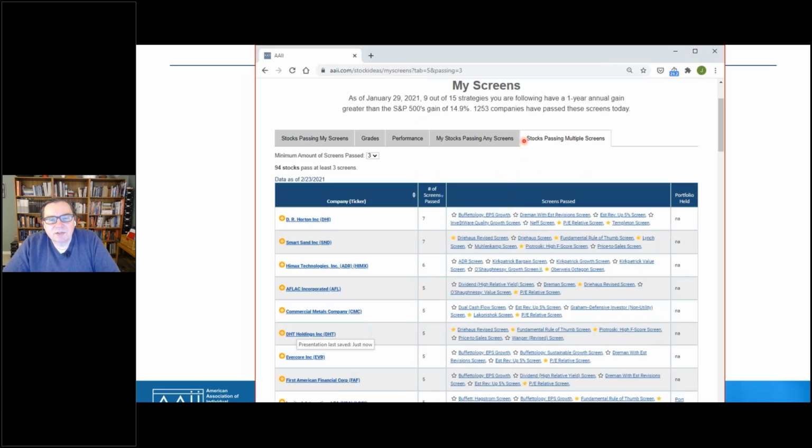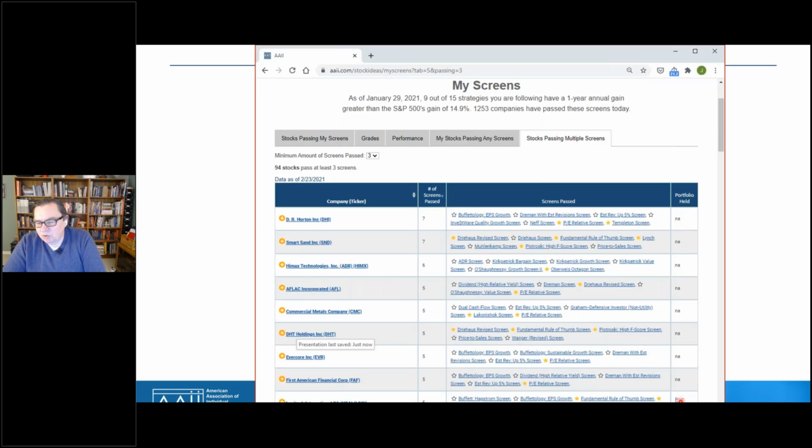And under My Screens, the other approach that's kind of interesting is the ability to see how many stocks pass more than one approach, more than one screen. So in this case, we have D.R. Horton's, which actually passes 7 different screens right now. And these are the 7 that it passes: the Buffettology, EPS, Dreamin' with estimate revisions, estimate up 5%, investor equality screen, the NEF screen, the PE relative, and the Templeton screen. And I don't have any portfolios currently.